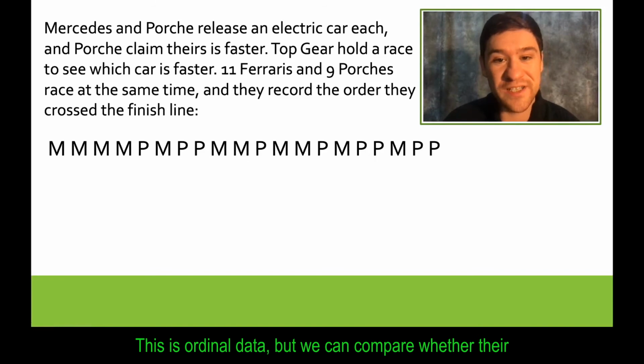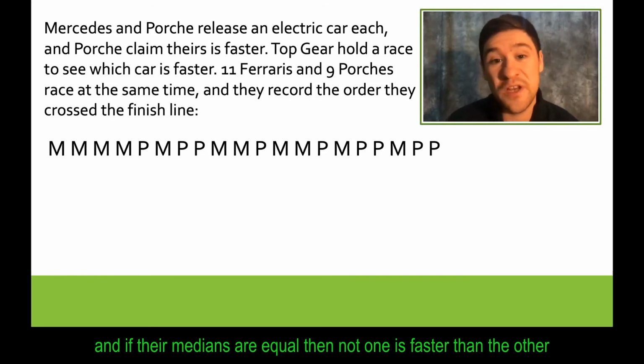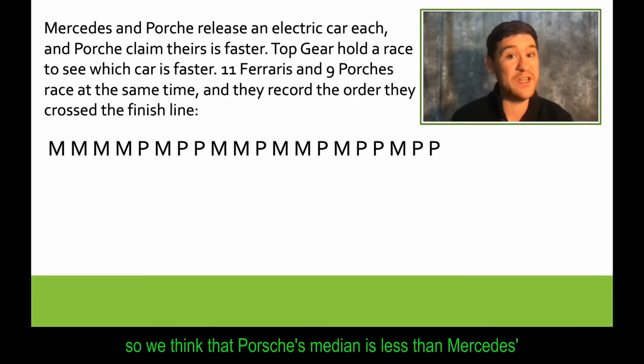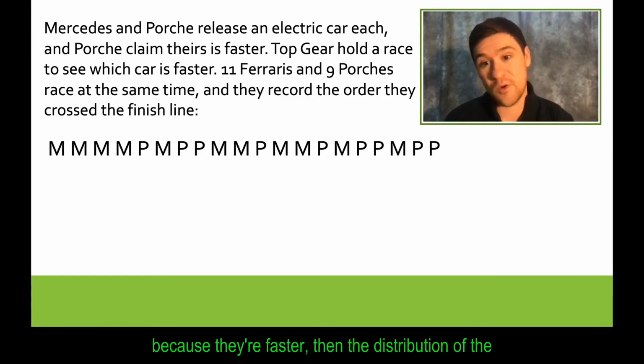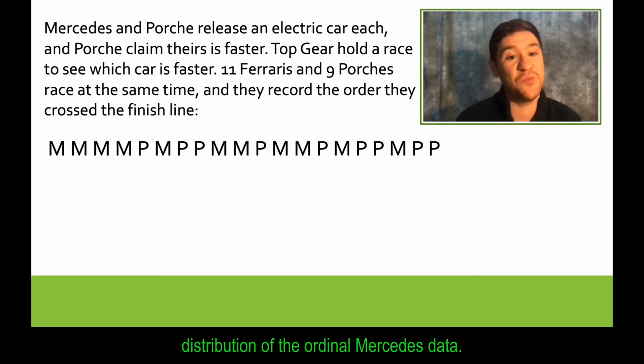This is ordinal data, but we can compare whether their medians are equal or not. And if their medians were equal, then not one is faster than the other. But if their medians are not equal, if one's bigger than the other, so we think that Porsche's median is less than Mercedes because they're faster, then the distribution of the ordinal Porsche data would be shifted over compared to the distribution of the ordinal Mercedes data.